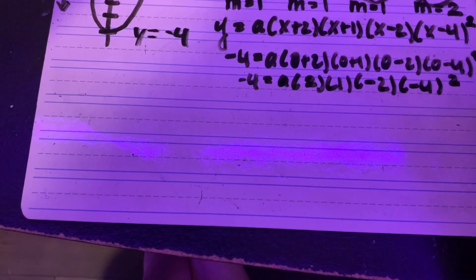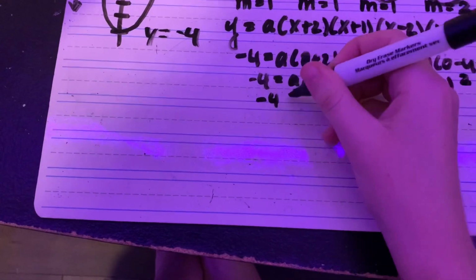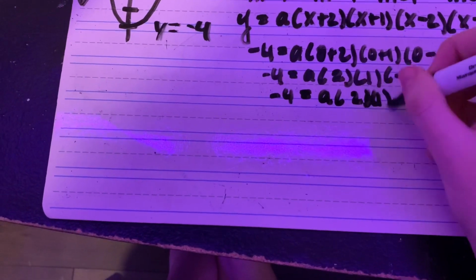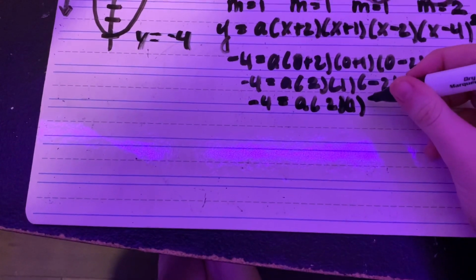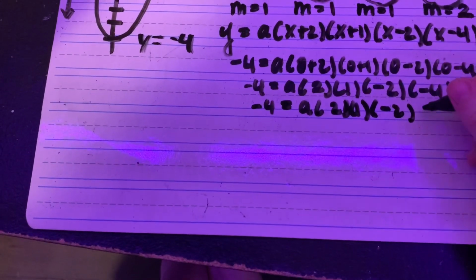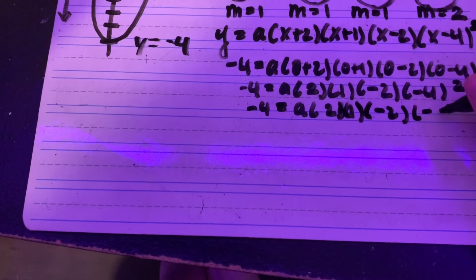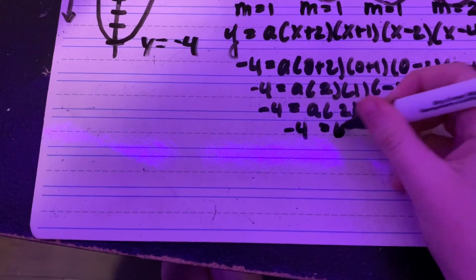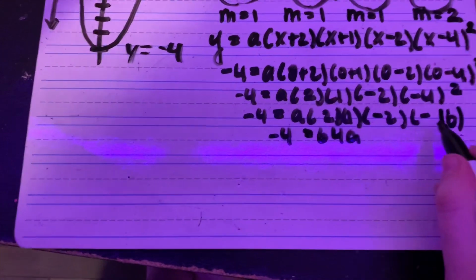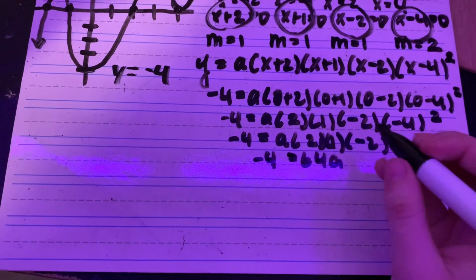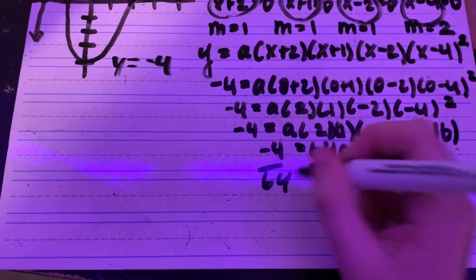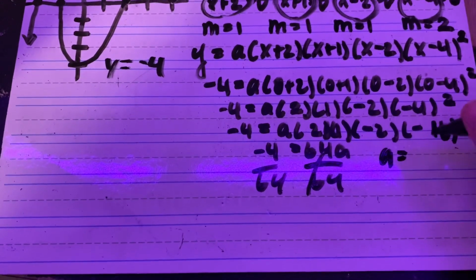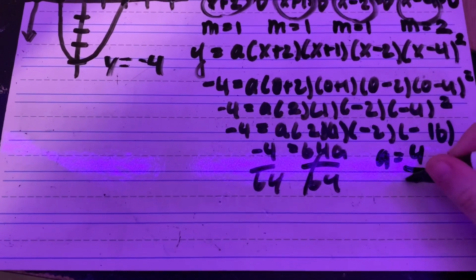And we're just going to continue solving for that, which is -4 equals a times 2 times 1 times -2, and then -4 squared is 16. And then we're just going to have -4 equal 64a, because the product of all of that is going to be 64. And then we divide 64 on both sides. And then we cancel those out. And a is going to equal 4 over 64.